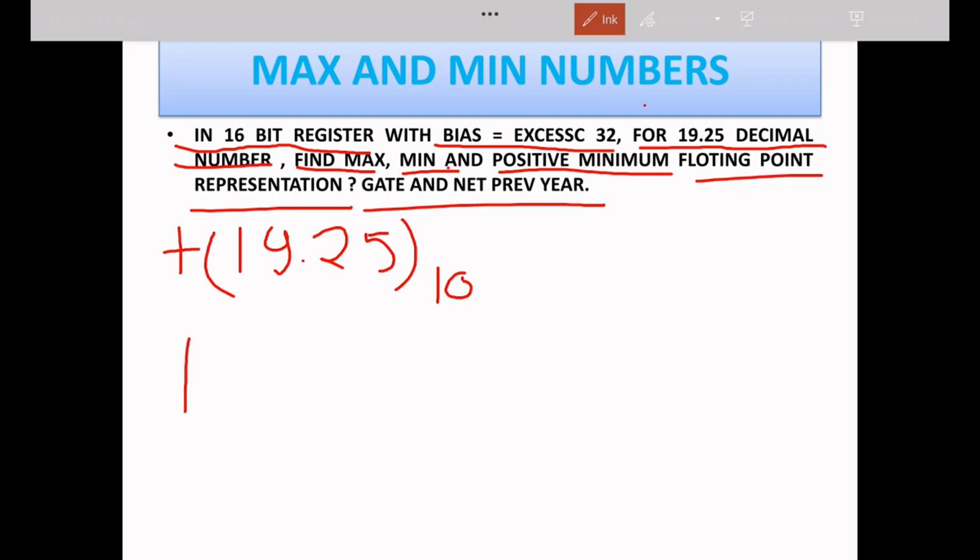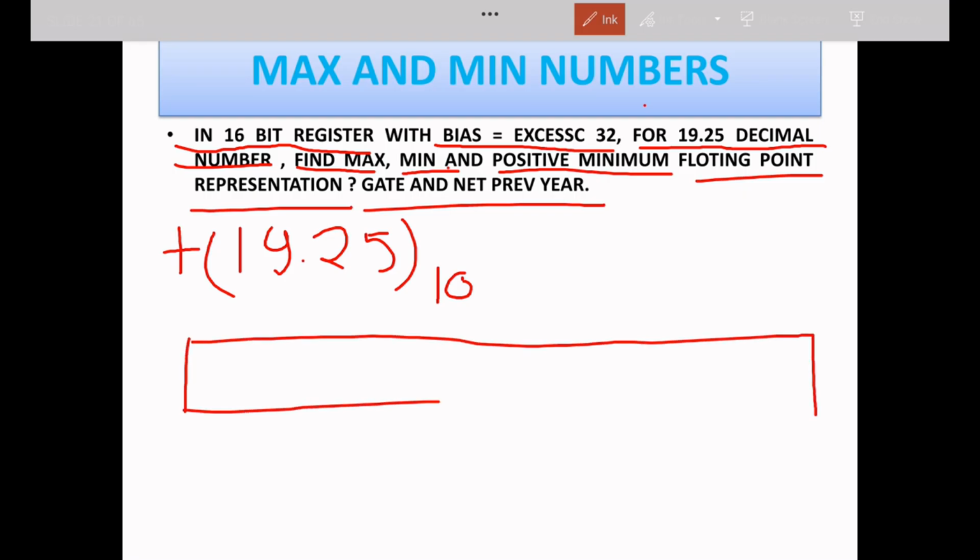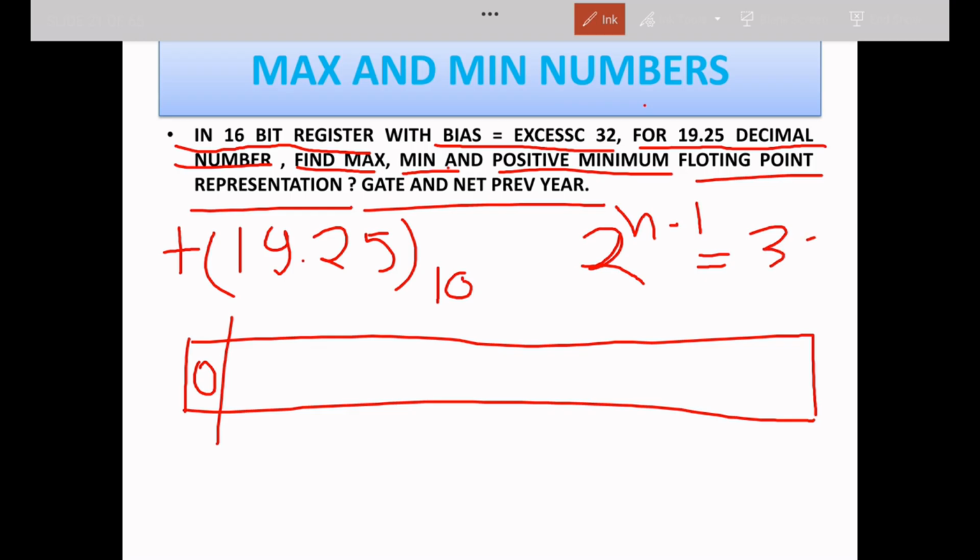So what is the meaning of a 16-bit register? At first I will write the 16-bit register. My first bit is 0, because this is a positive number. Done. After that, this is the 16 bits. Now excess 32, what is the meaning? In this 16-bit representation, the formula is 2 to the power n minus 1 is equal to bias. Bias is 32, so we can write 2 to the power 5. So n minus 1 is equal to 5, so 5 plus 1 is equal to 6.